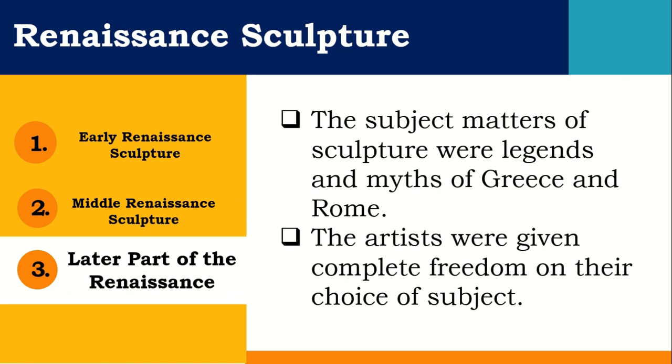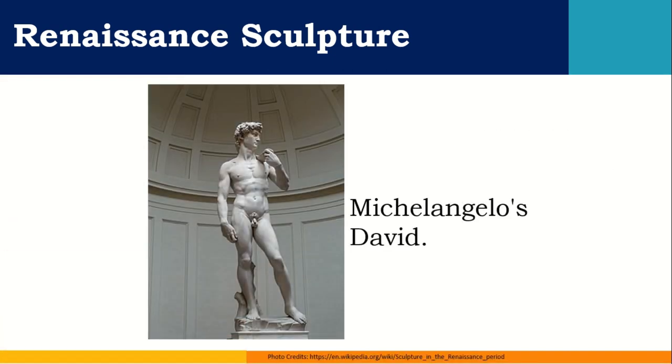And the last one is the later part of the Renaissance. The subject matters of sculpture were legends and myths of Greece and Rome. The artists were given complete freedom on their choice of subject. An example is Michelangelo's David.